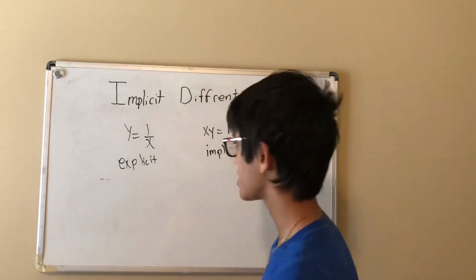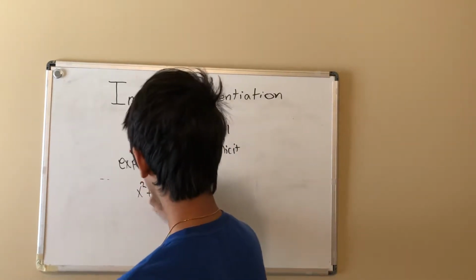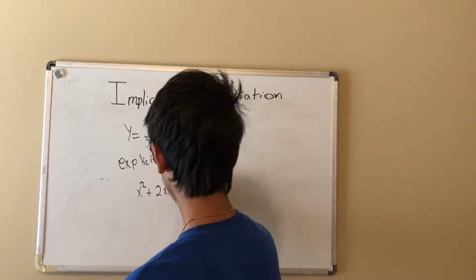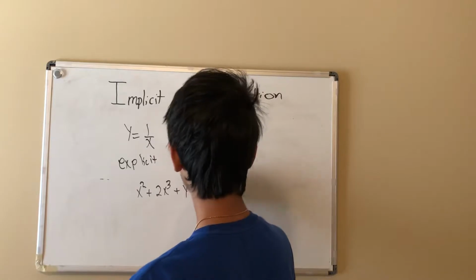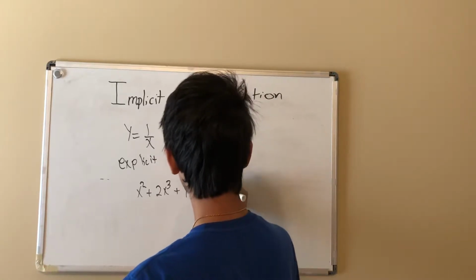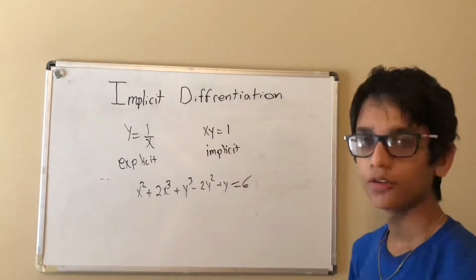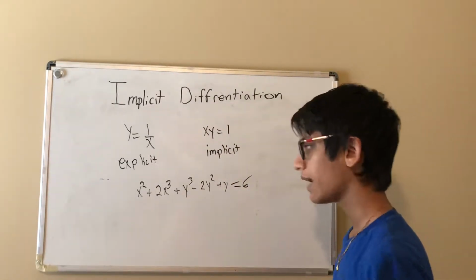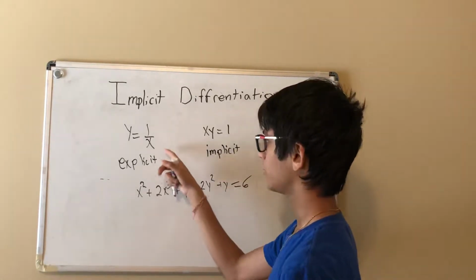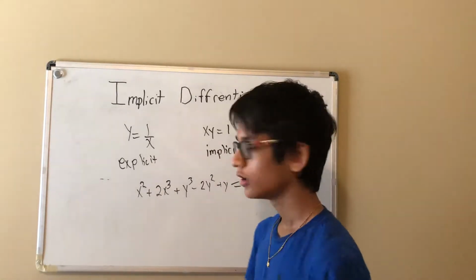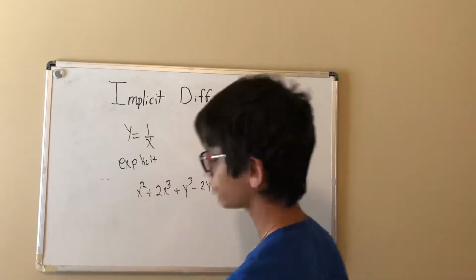But equations can get harder. Let's say you're given the equation x squared plus 3x cubed plus y cubed minus 2y squared plus y equals 6. There's really no way to find y in an explicit way in terms of x. So in situations like this, we'll use implicit differentiation.